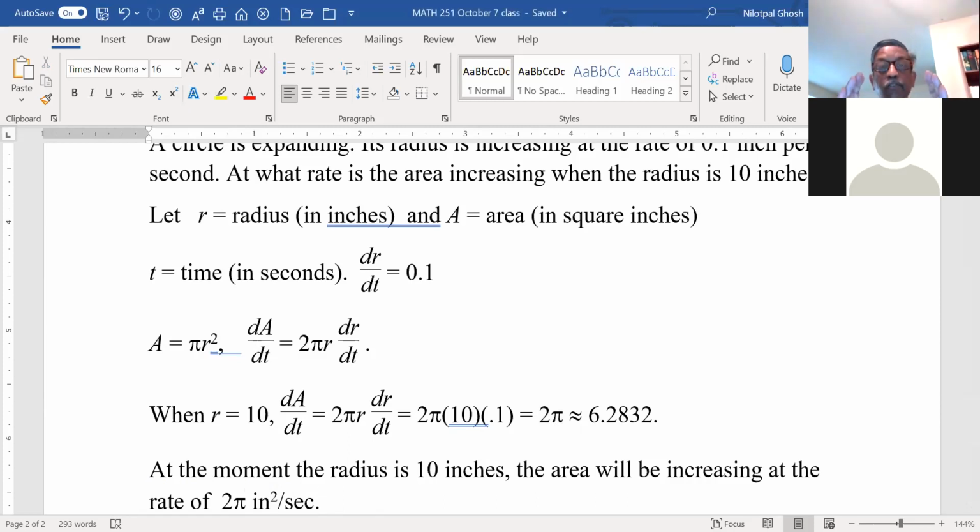The radius is increasing slowly. Every second, it increases by 0.1 inch. Very, very slowly it is increasing. But the area is increasing by so many square inches per second. Oh, sorry, that's the area, right? I'm sorry, my mistake. That's the area. Okay, so that's an easy problem for related rates.